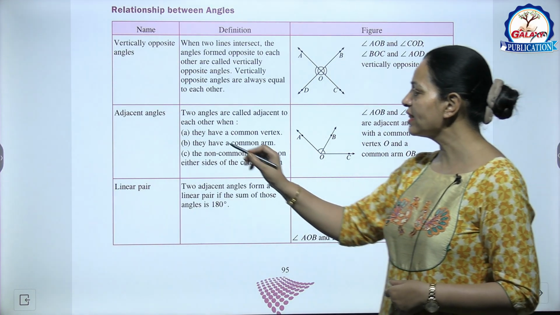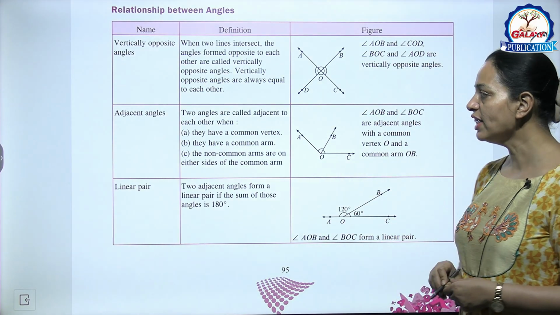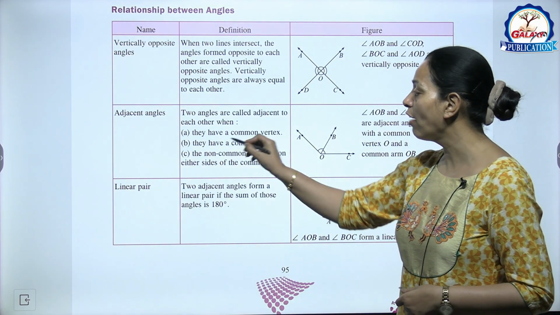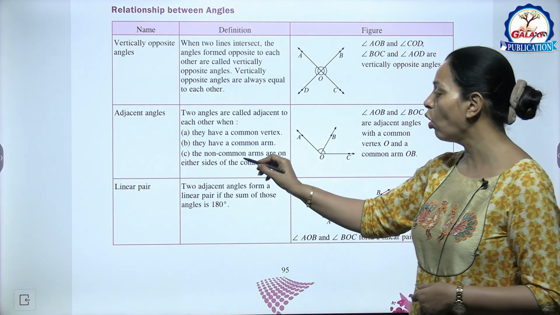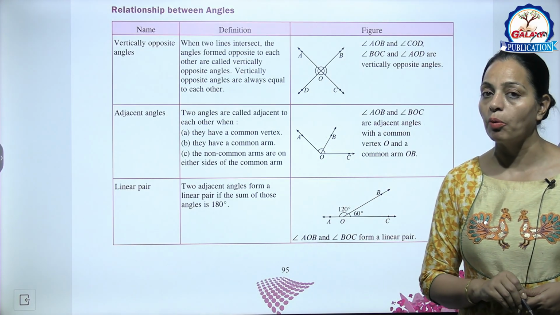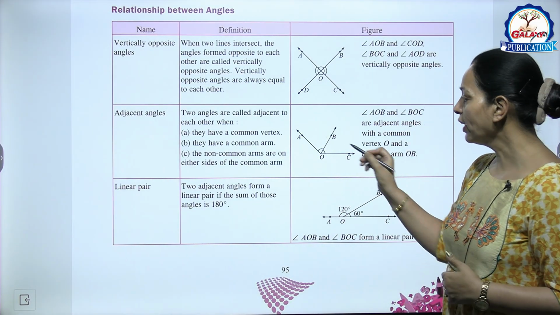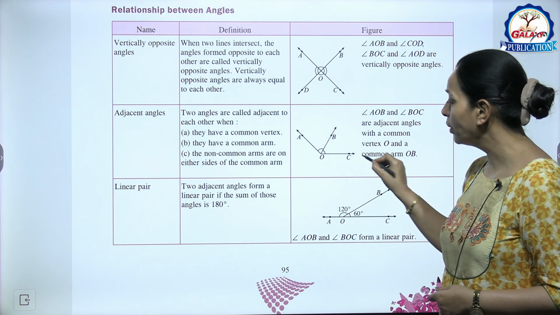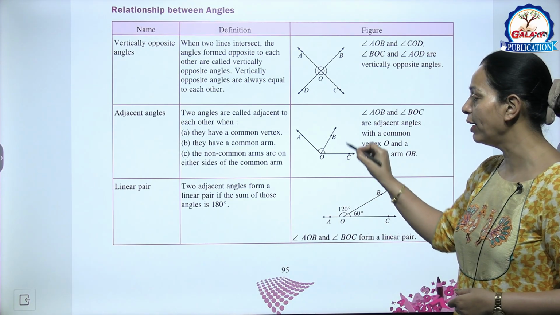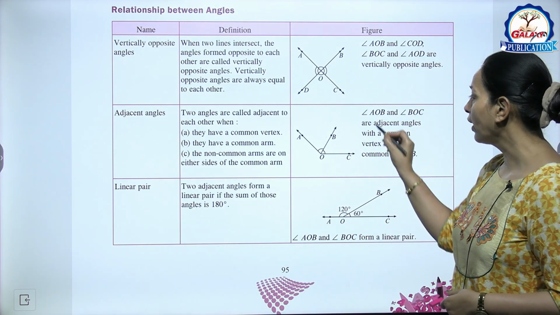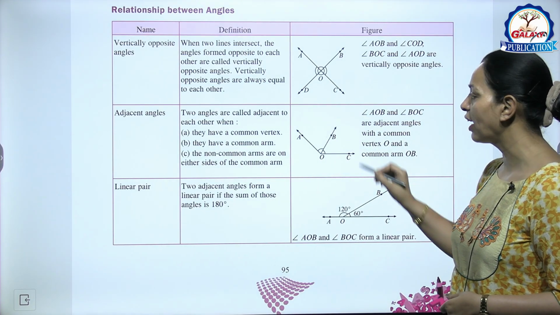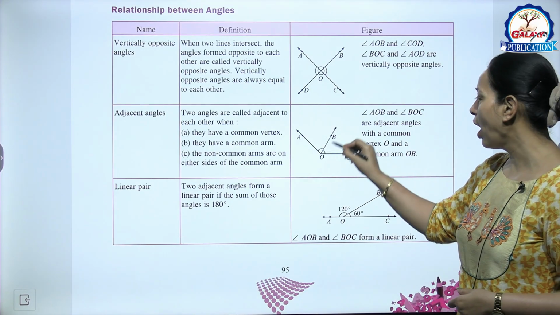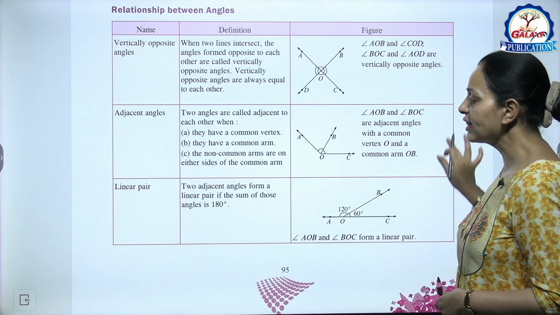Okay, the next is adjacent angles. 2 angles are called adjacent to each other when, first point, they have a common vertex. The second one, they have a common arm, and the third one, the non-common arms are on either side of the common arm. So 2 angles are adjacent when they have a common vertex, one common arm, and the other non-common arms are on the opposite side of the common arm, right? So here angle AOB and angle BOC, these are the adjacent angles with a common vertex O and common arm OB, right?